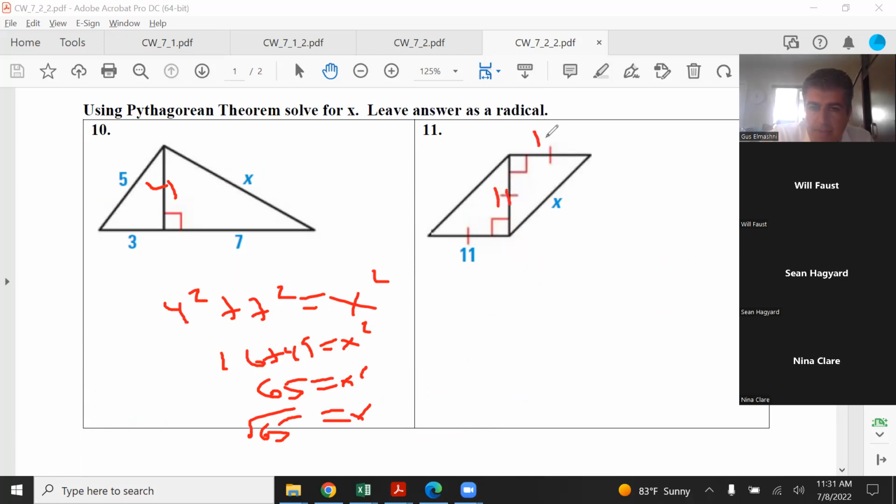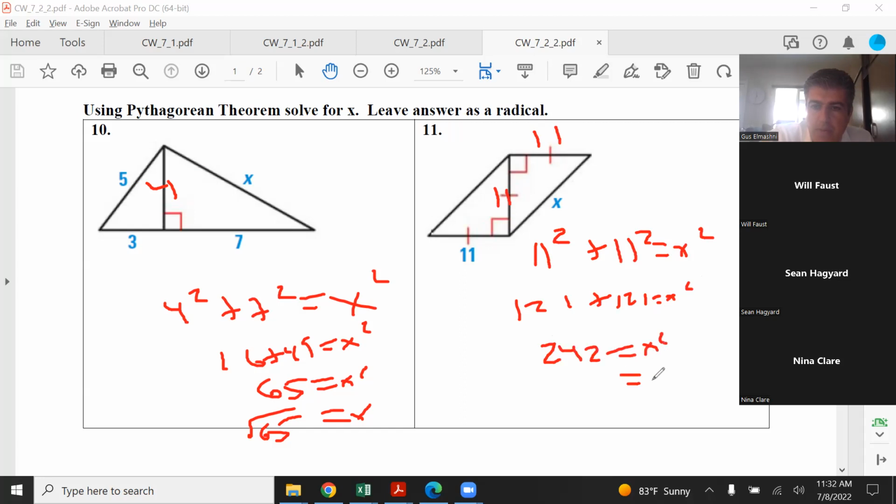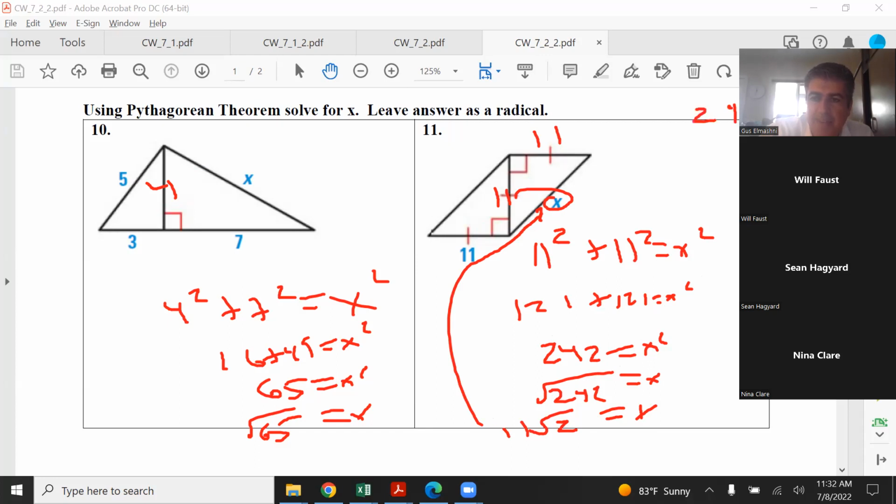That's going to be 11 because you have the markings. That's 11. 11 squared plus 11 squared. That's 121 plus 121 is x squared. So you have 242 is x squared. X is root 242. X is 11 root 2. Obviously you got to break it down. It's 121 and 2. And then that becomes 11 root 2.